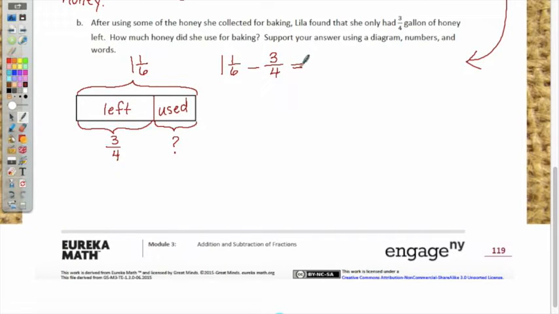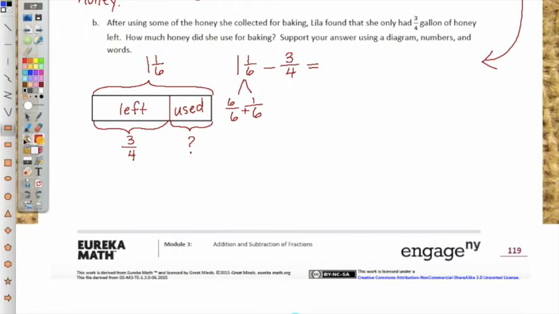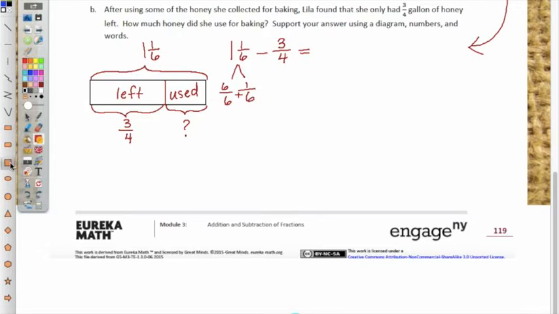And then let's decompose this mixed number. So what will my fraction be that stands for one whole? 6/6. Okay? So when I draw my boxes this time, I'm going to have one of them completely shaded and show 6/6.